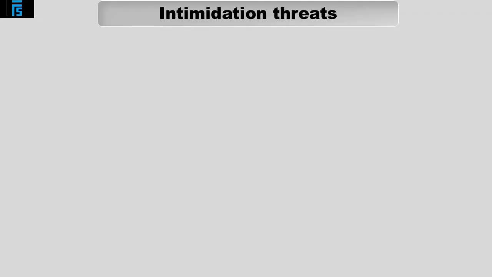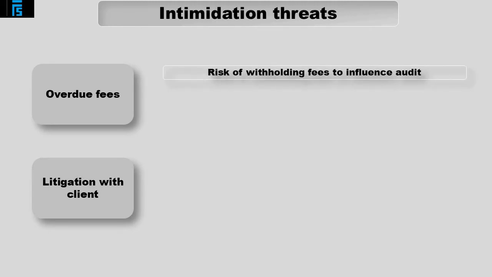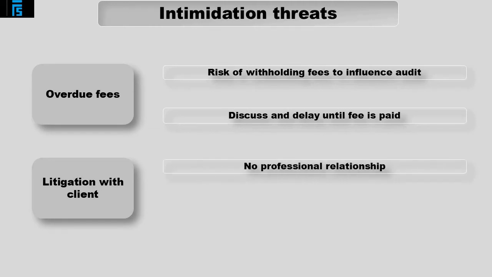Intimidation threats include overdue fees and litigation between clients and auditors. If fees are overdue, there is a risk the client is withholding fees to try and influence the outcome of the audit. The recommendation should be to discuss the issue with the client, then delay further work until the fee is paid. If there is a court case between the client and the audit firm, it is almost impossible to maintain a professional relationship and be objective during the audit process. The audit firm should therefore resign, as it is not possible to complete an audit assignment effectively.